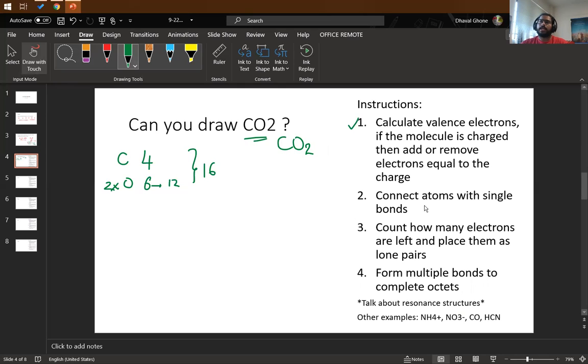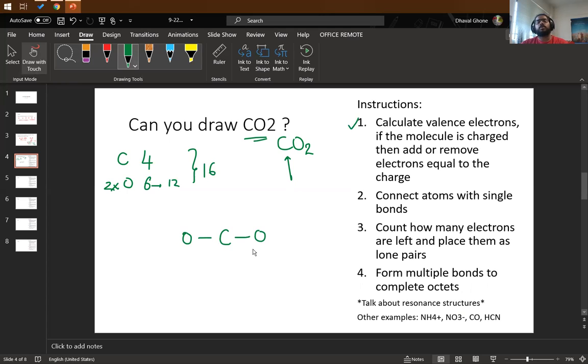Step 2 says connect the atoms with single bonds. In this case, how you connect them is you find the central atom. And in this case, carbon will be the central atom because it's a single one, right? So I'm going to write carbon here, and I'm going to draw oxygens around it, and then draw single bonds around them.